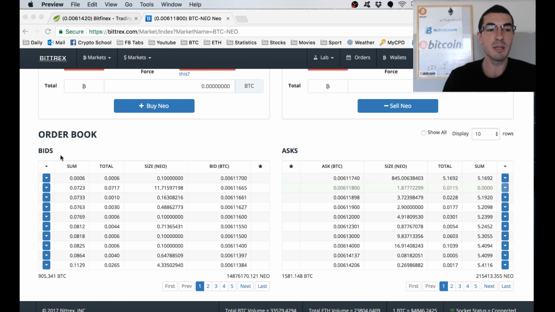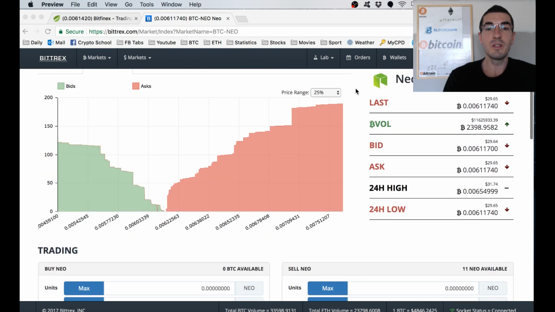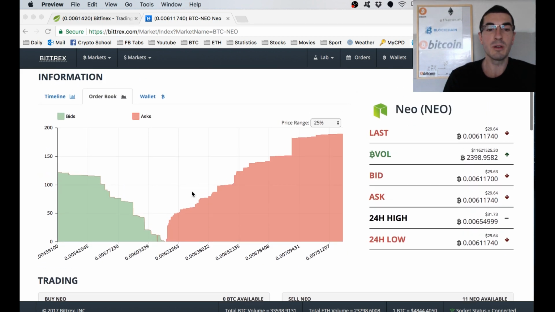And over on this side here, we've got the bids. They're the people that are waiting to buy as the price moves down. Now, if we scroll up here, all those orders get added together into this visual representation here of the order book. Now, let's head over to Bitfinex.